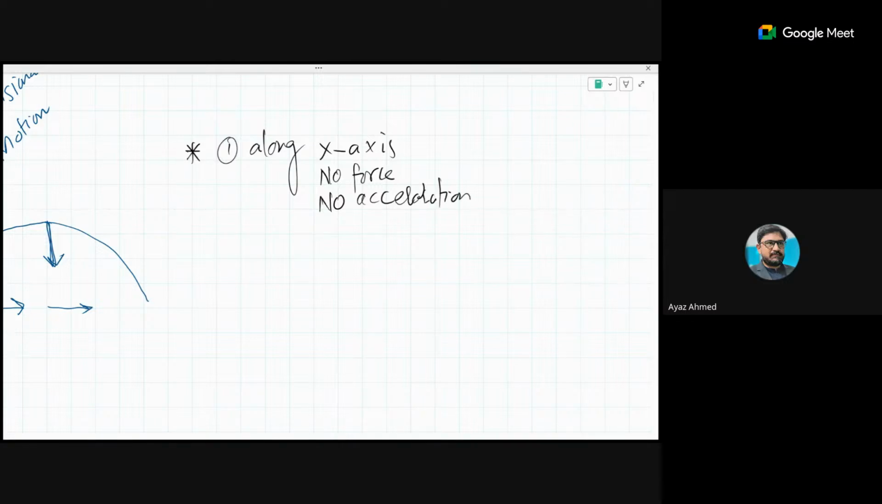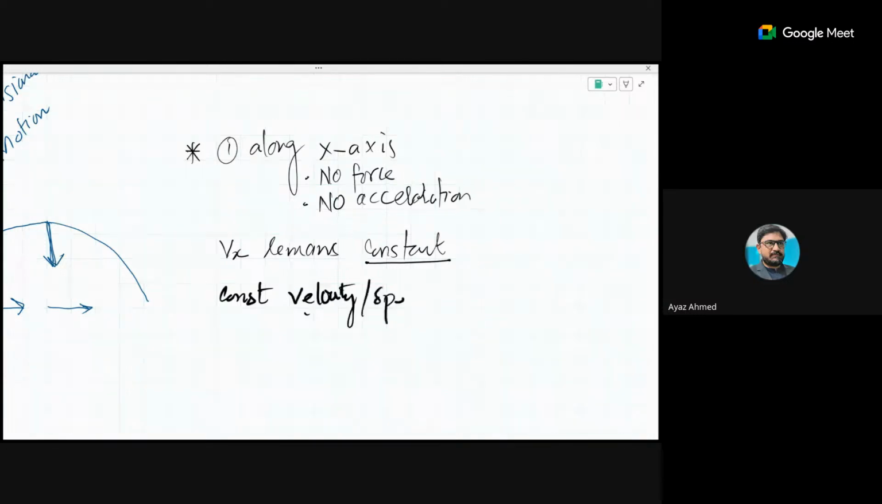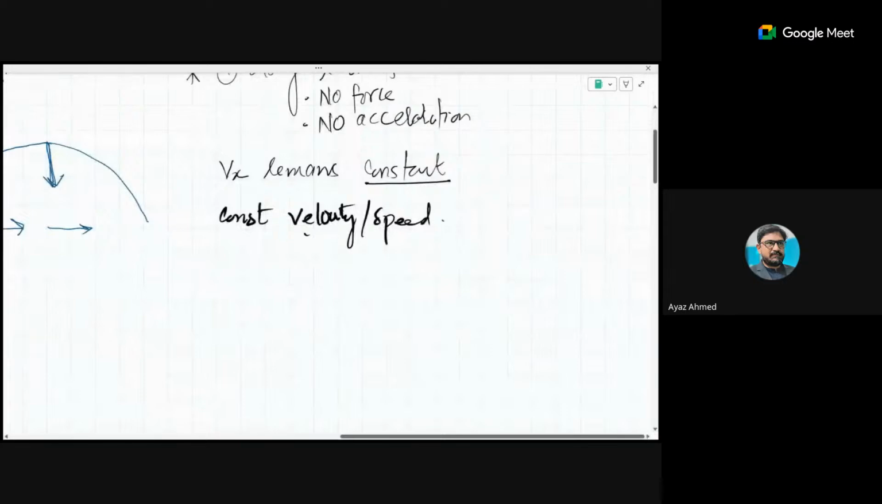There is no acceleration. When there is no acceleration, then velocity along the x-axis remains constant throughout. It is not being changed. So when it is not being changed, it's very simple that the object would have constant velocity kinematics, or constant speed kinematics, because direction is also not reversed.